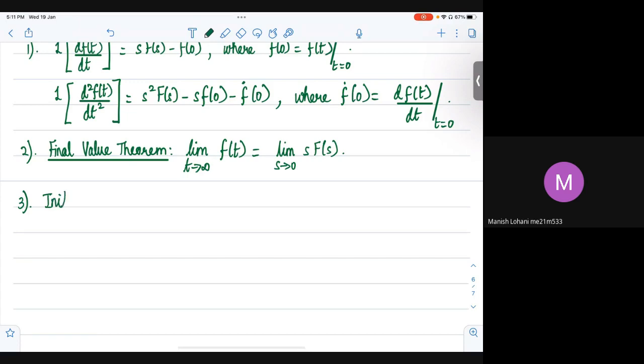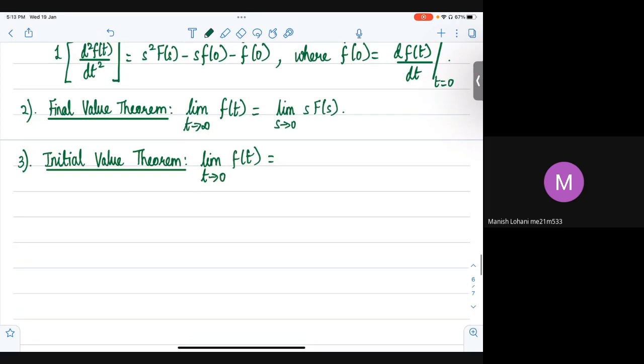Similarly, what is the initial value theorem? Let's look at it and see what we get out of that. So the initial value theorem is the following. Let's say I want to find the initial condition of a signal, the value when t tends to 0, at the start of the process. Then I essentially take the limit as s tends to infinity of s times F of s.